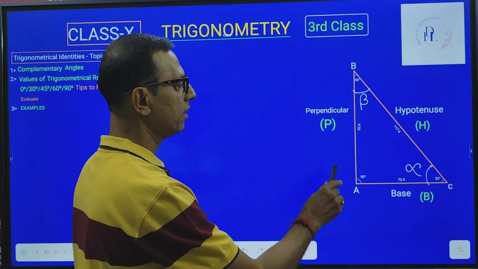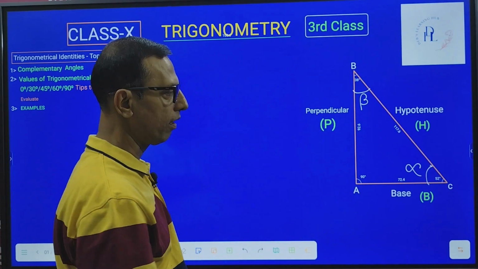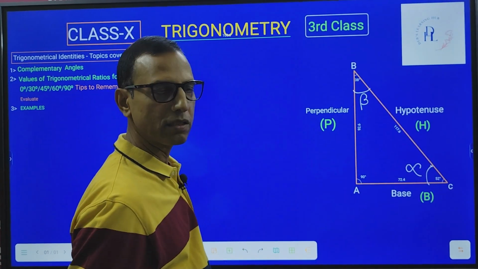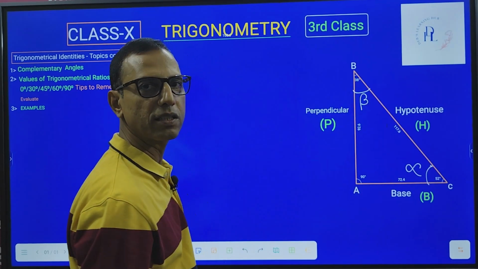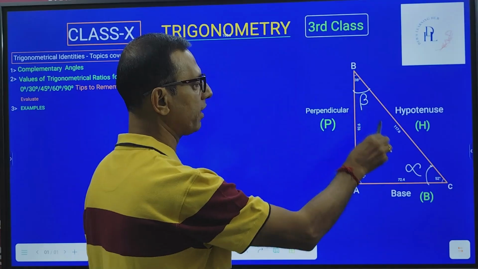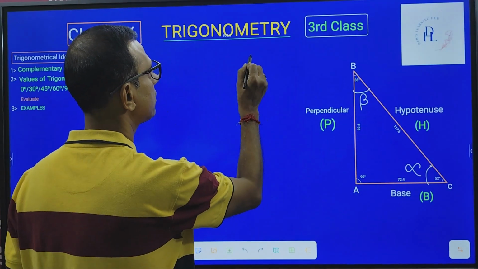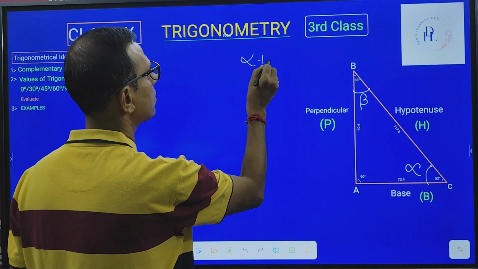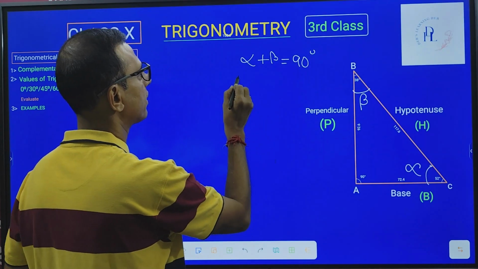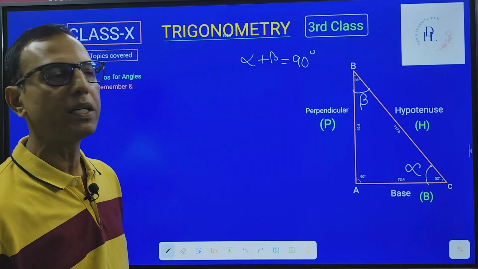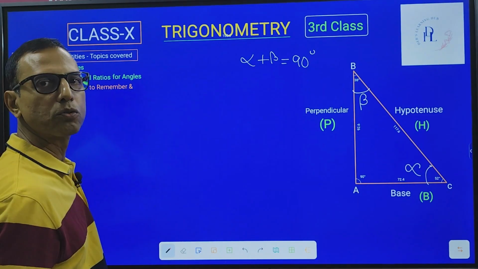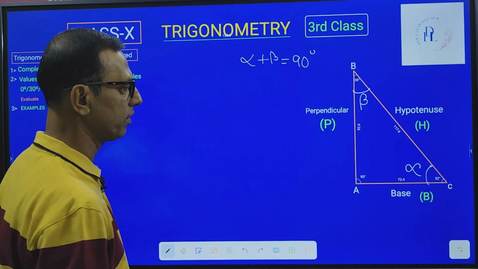In a right triangle, other than the 90 degree angle, if the sum of the remaining two angles, alpha plus beta, is 90 degrees, then alpha is the complementary angle of beta, or beta is the complementary angle of alpha. That means if alpha plus beta is 90 degrees, you can say alpha is the complementary angle of beta or beta is the complementary angle of alpha. Right? Now what is the use of complementary angles in trigonometry?